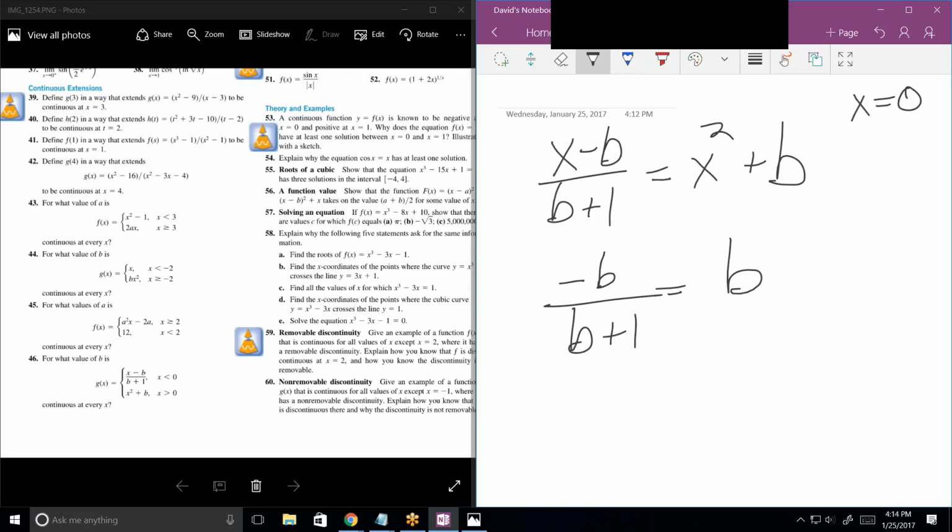Start following a pattern. Get rid of the denominators, right? Get rid of parentheses, denominators, and exponents. Well, we only have a denominator, so how do I get rid of the b plus 1? Multiply both sides by b plus 1. Okay, now what?